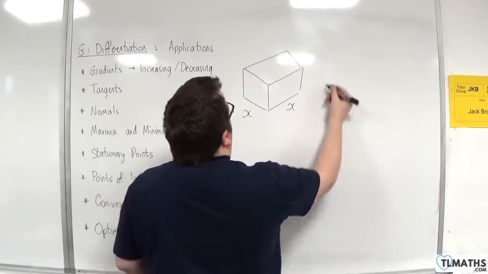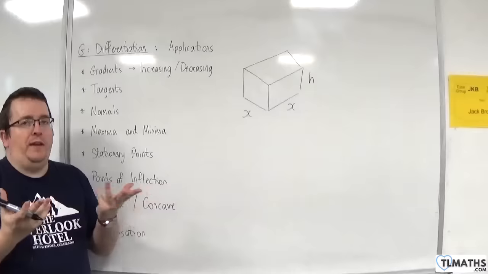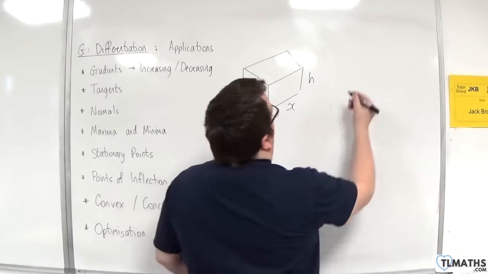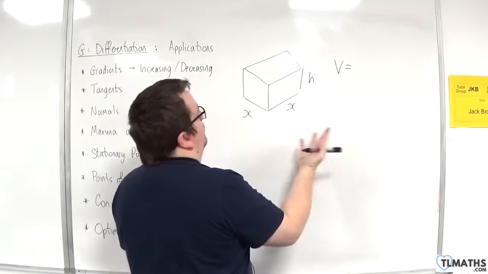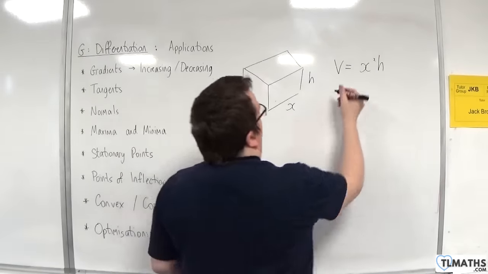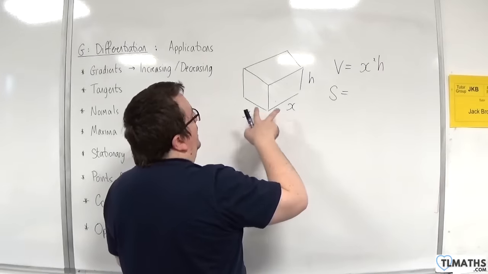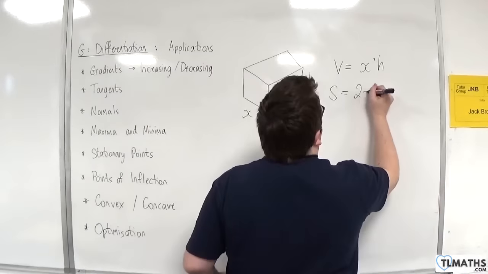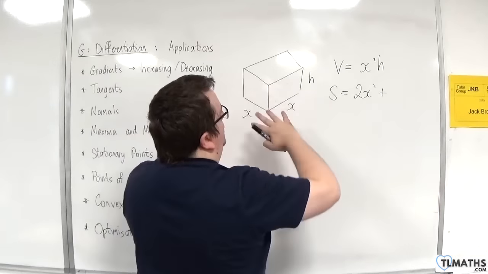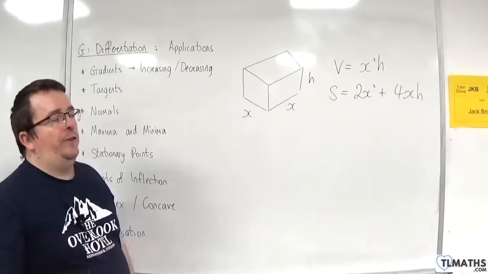I haven't drawn it very well, but you don't know what the height is, then it's all about making sure that you can set up a couple of equations, one of which may already be given to you. It really depends on the problem. So we know that the volume of this box is x squared times h, and we could also work out the surface area, which would be, let's say it's a closed box, we've got a base x squared, so two lots of x squared. We've got x times h and x times h, so we've got four lots of x times h. So we've got a volume equation and a surface area equation.